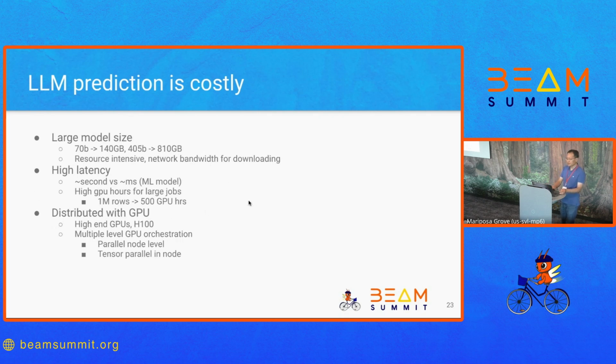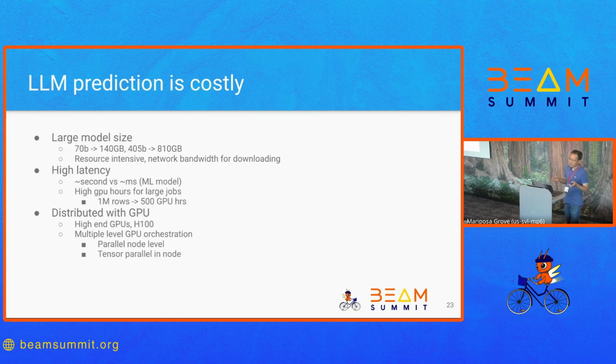The unique challenge for large language model batch prediction, one is due to the large model size, obviously. For the 70B model, even using reduced precision like FP16, you still get about 140 GB in size. A 405B model is over 800 GB. It's resource intensive. It also puts pressure on your infrastructure: if you're running in parallel and trying to download the model from a remote source concurrently, it requires a lot of bandwidth.